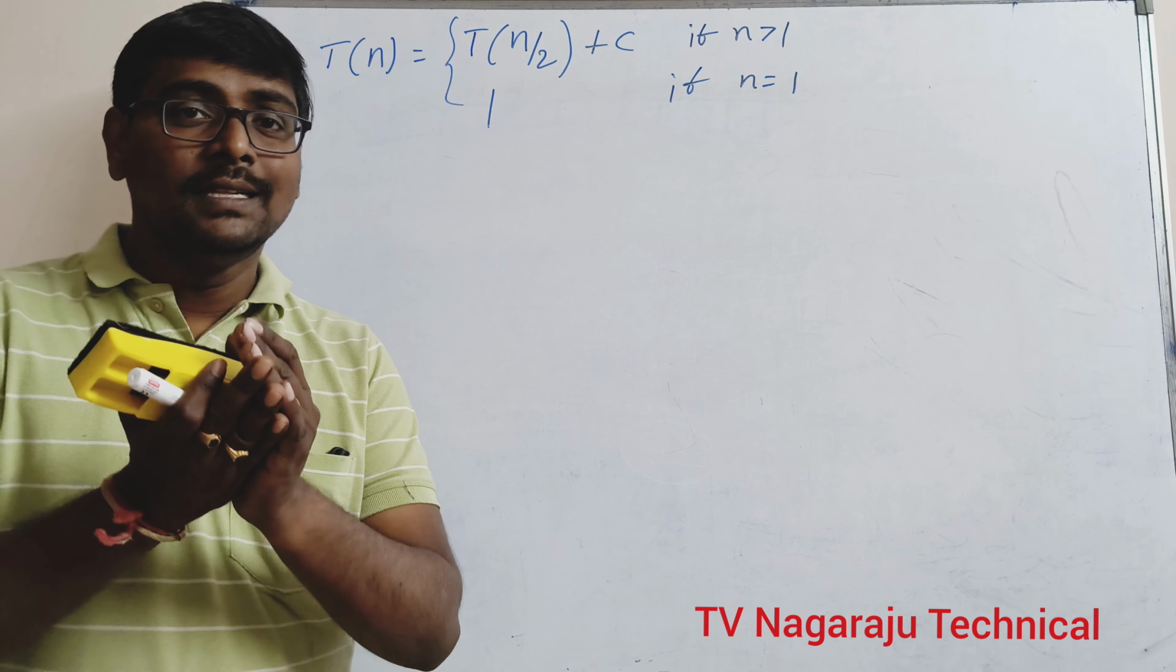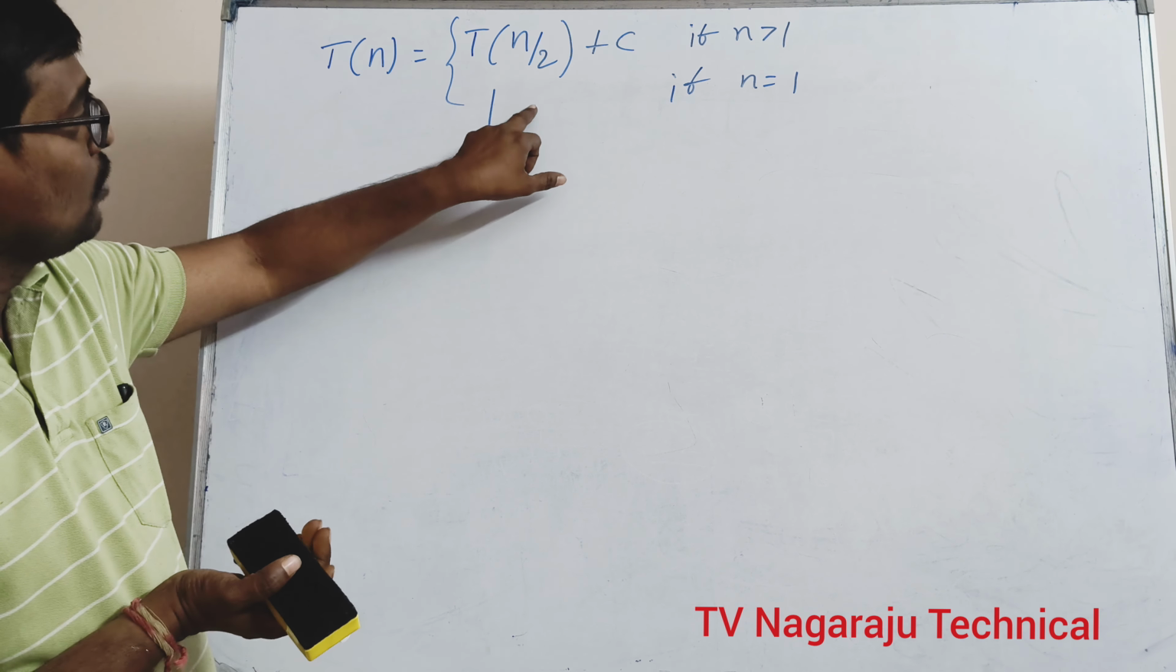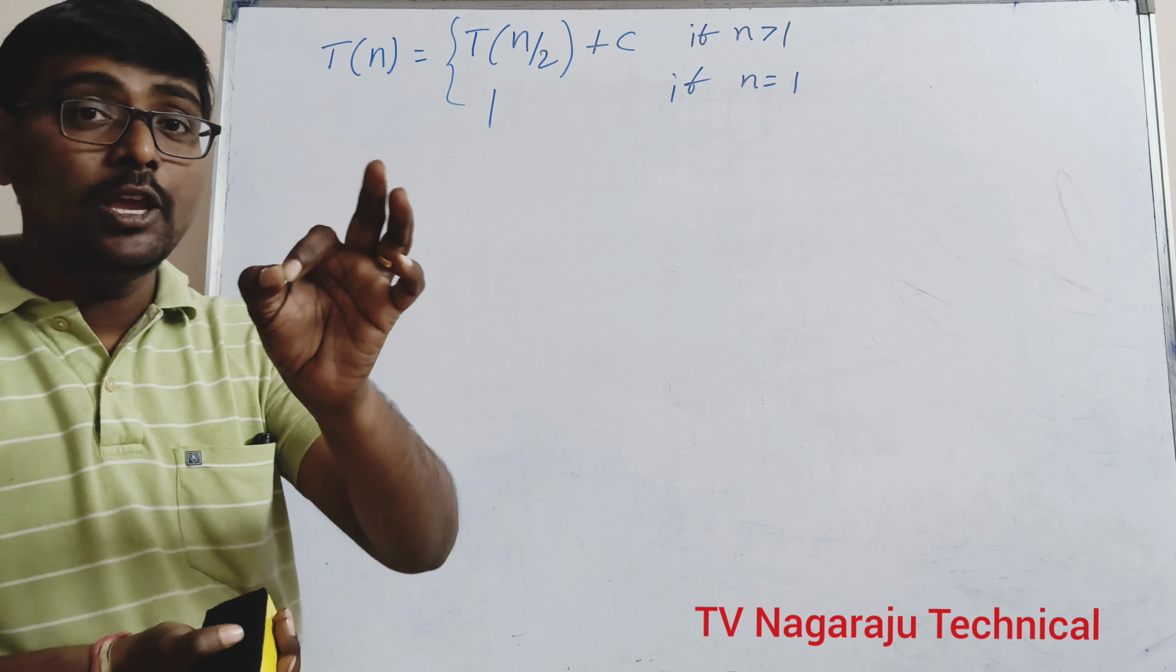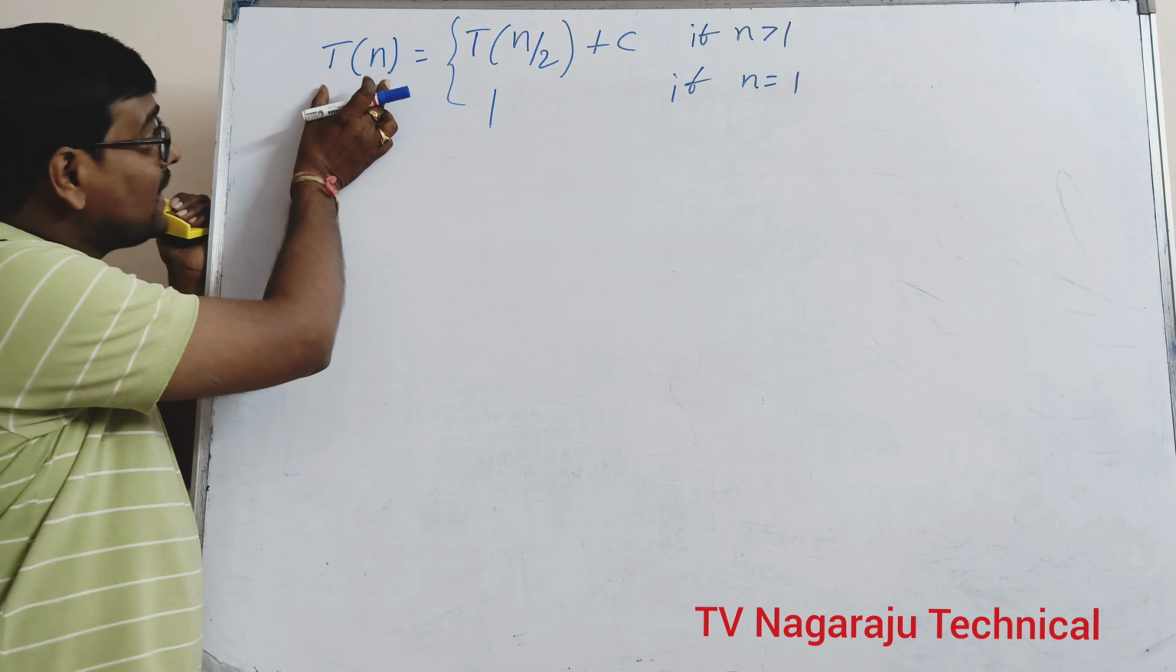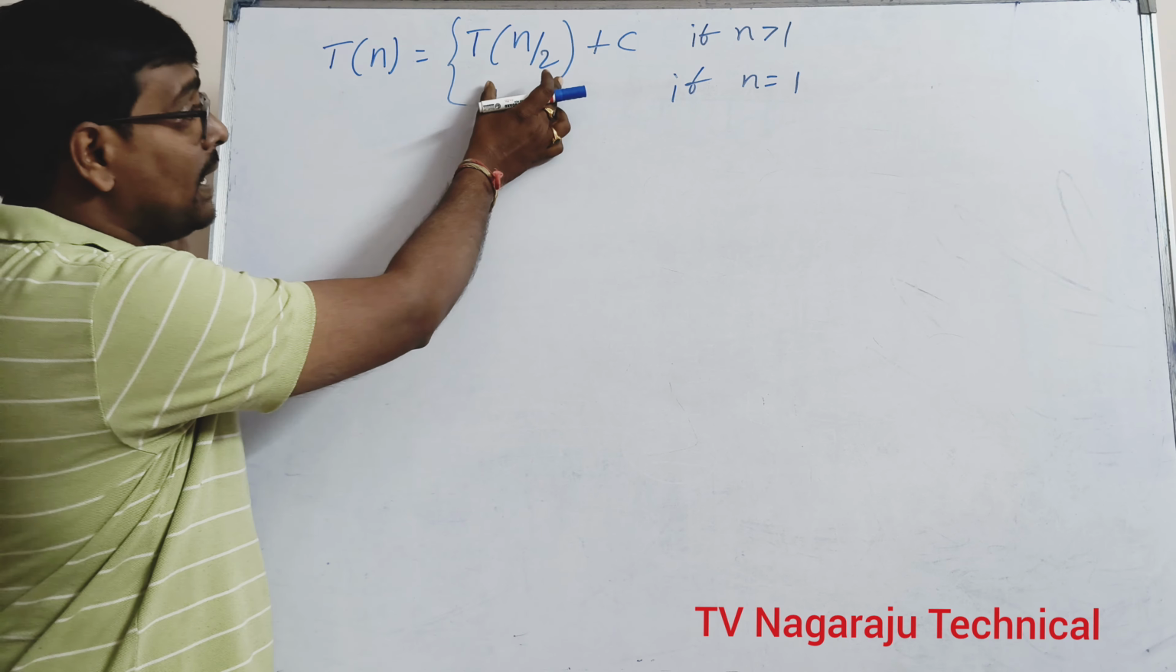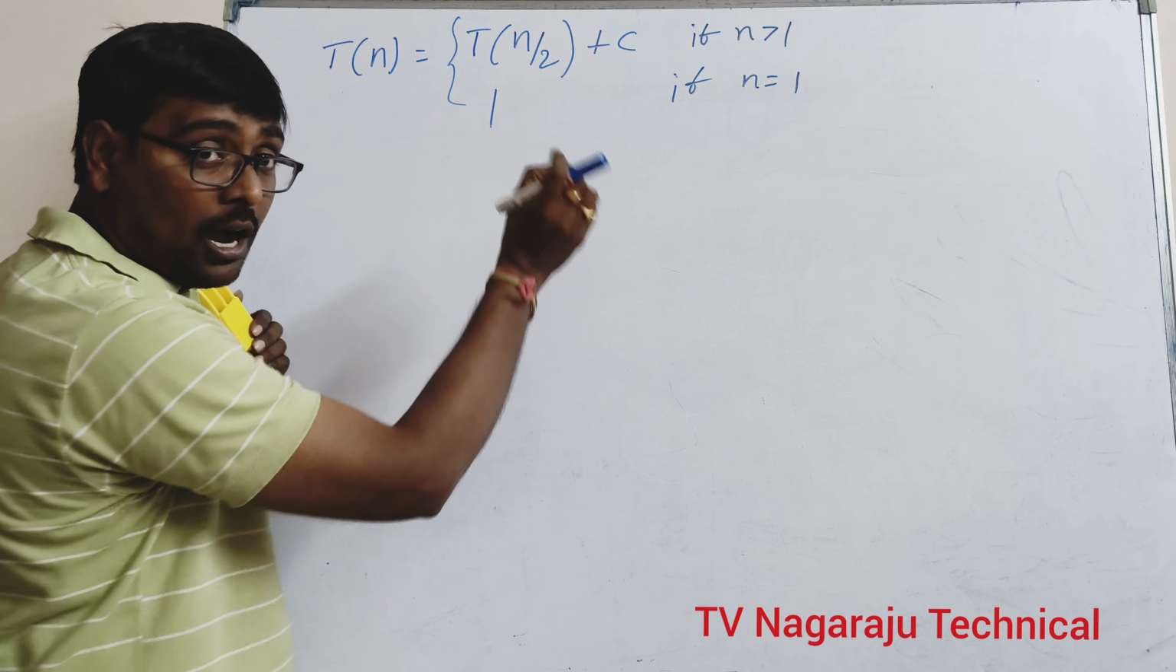Welcome to our channel. In this session, we will discuss how to solve this recurrence relation by using the substitution method. So the equation is T of n is equal to T of n by 2 plus some constant.